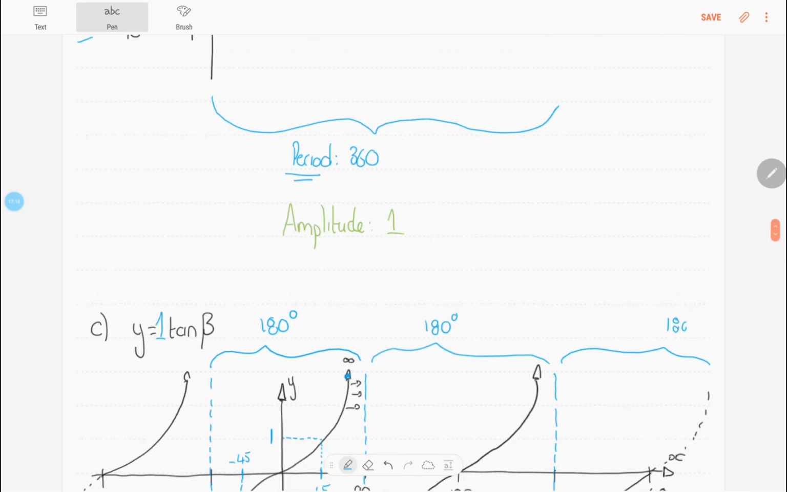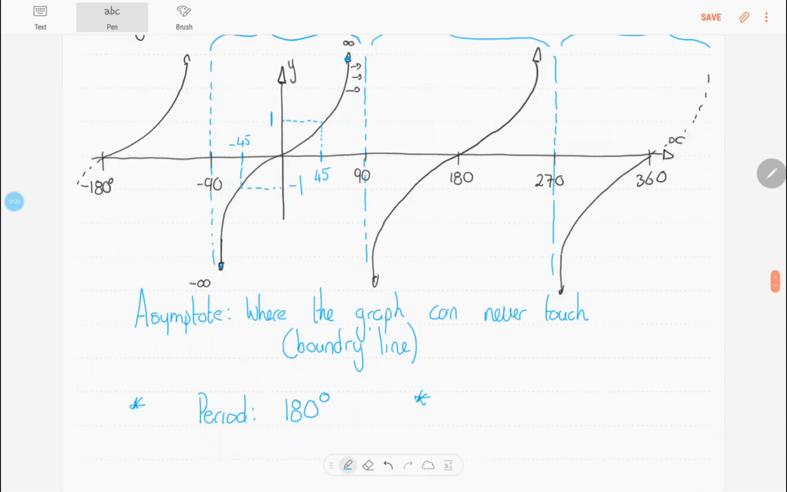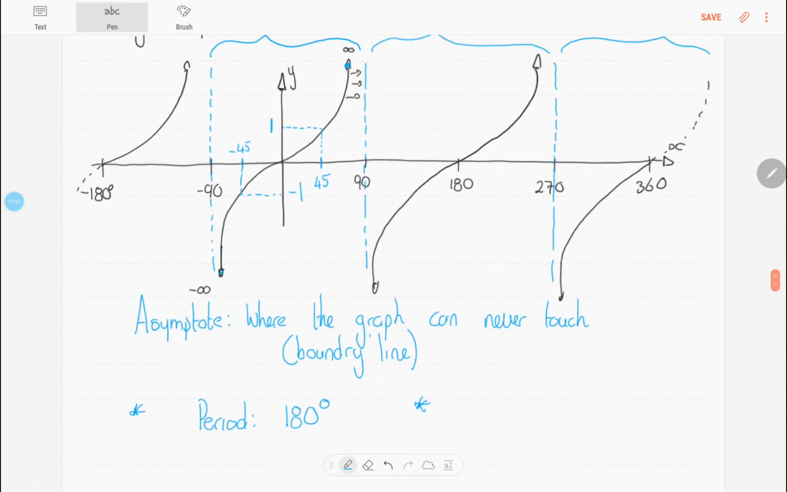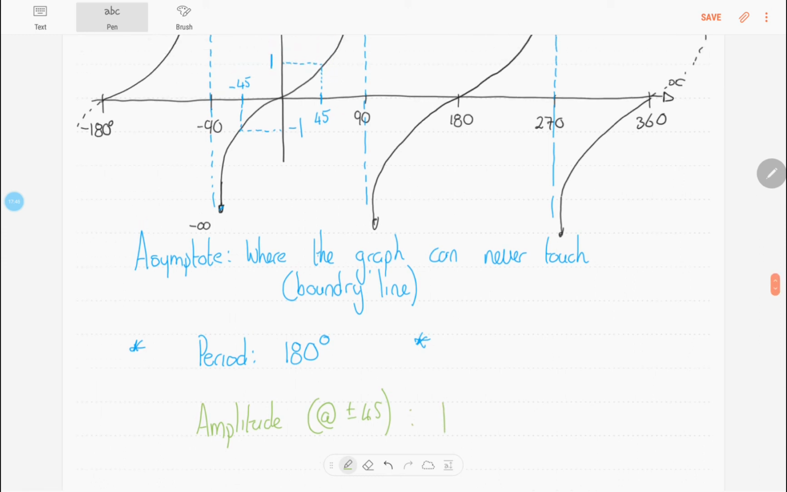So instead of it being the absolute height, like with the cos and the sine, with tan we get our amplitude at 45 degrees. All right, that was in green, just wanting to keep the color scheme. So remember with tan, it's at positive and negative 45 degrees, right? And it's going to be 1. We don't have to write 1 and negative 1 like before.